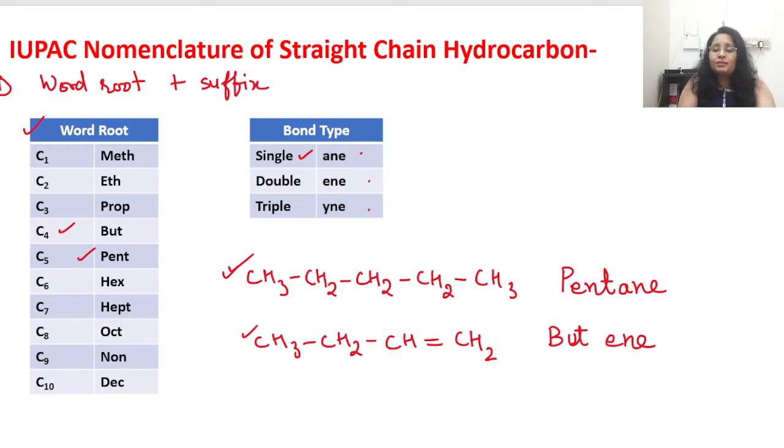So we need to mention the position of that double bond. For that we should number the carbons. In this case we will write number 1 carbon here, number 2, number 3, number 4. So the double bond is carried by carbon number 1. So we will write but-1-ene. In this way we will write the name.